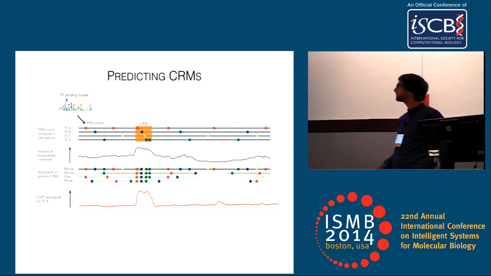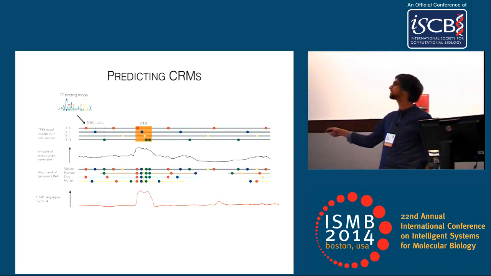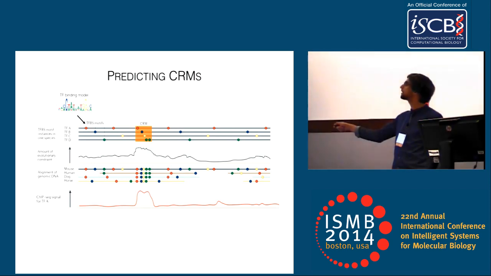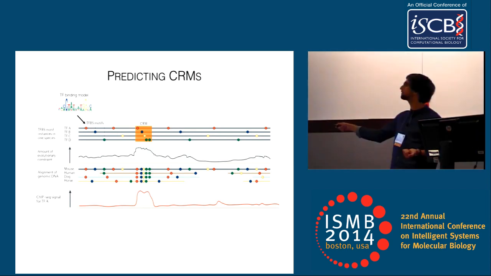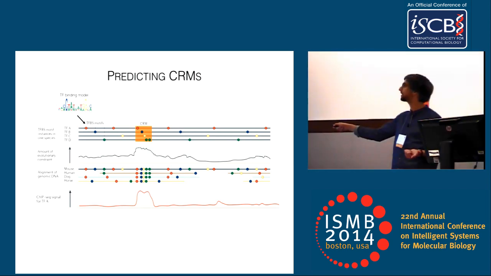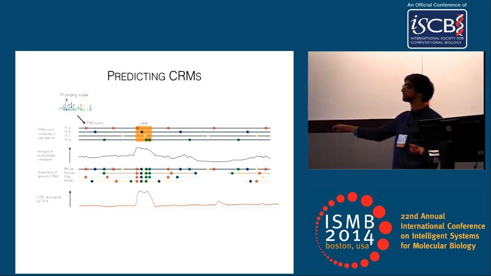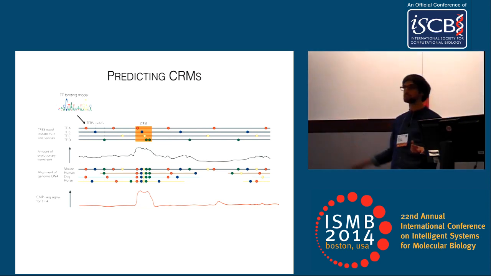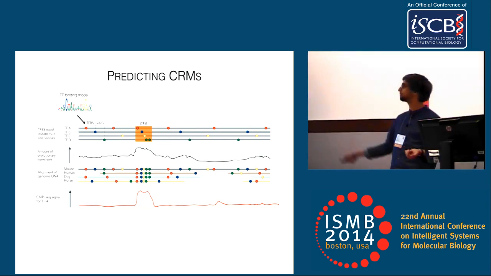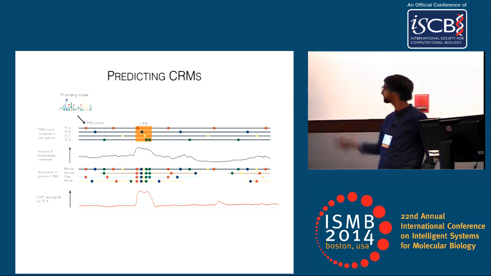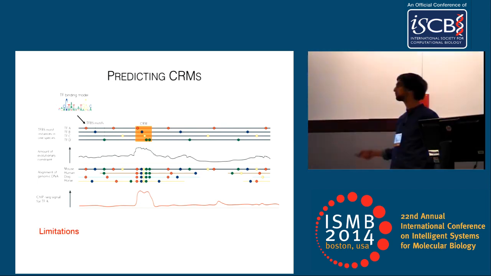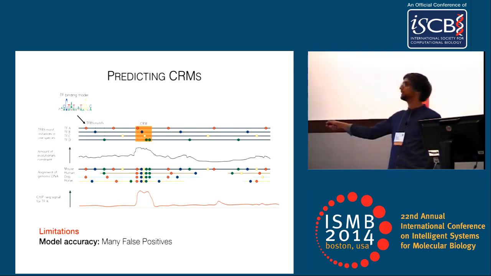And the usual pipeline to do that is to use models, some simple binding models for a bunch of transcription factors of interest, scan the genome, and then use a combination of clustering of transcription factor binding sites, evolutionary constraints, so conservation in other species, some experimental evidence such as ChIP-seq data, and then predict CRMs based on these features.